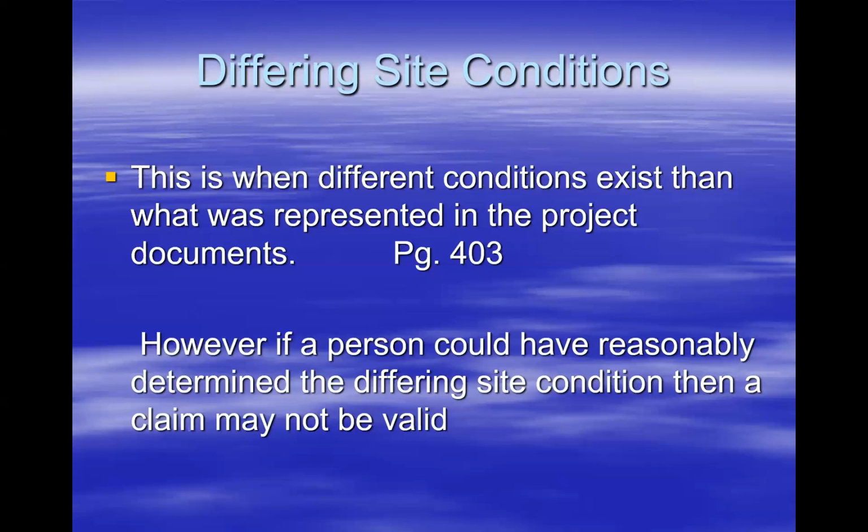However, if a person, and when we say a person, like the contractor, could have reasonably determined the differing site conditions, then the claim may not be valid. So let's just say you're out there digging in the dirt, and all of a sudden you run into that boulder. But the reality is that's a very common occurrence in the area, and it's been documented. Then the courts, in terms of case law, have ruled that based on precedents, you as a contractor should have been reasonably inclined to determine that that could have existed. So you have to make sure.